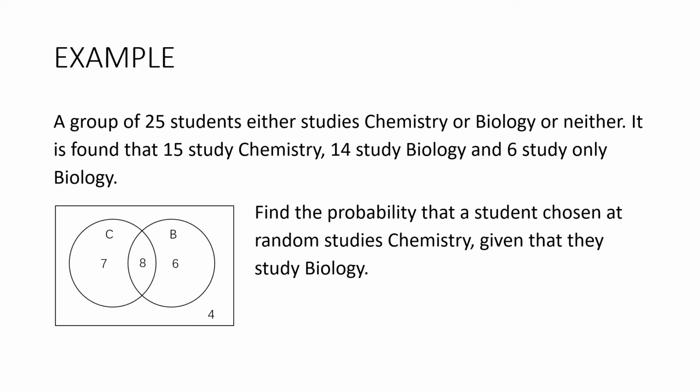Now here's the question. Find the probability that a student chosen at random studies chemistry given that they study biology. Now rather than use the formula, we're actually going to do this question by restricting the sample space. So the students who study biology are here. So given that this student studies biology, what's the probability that they study chemistry? Can you see it would be 8 out of 14? And that's actually the answer.